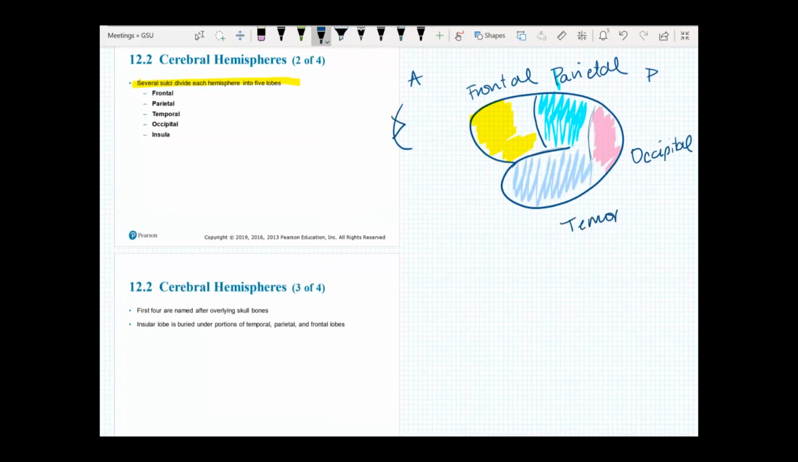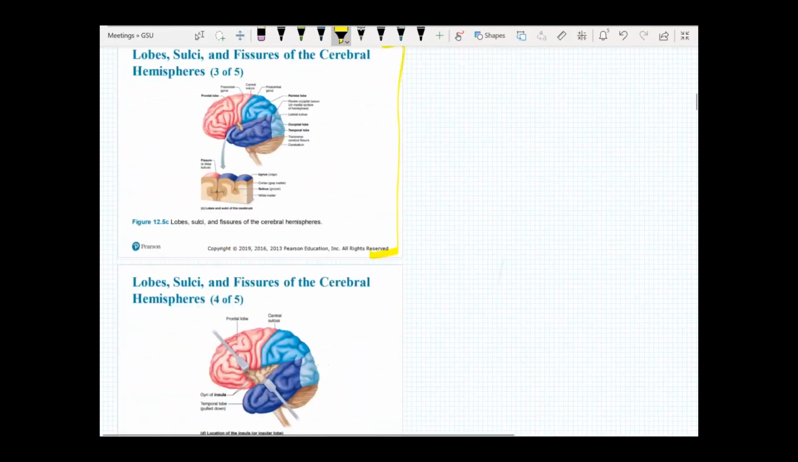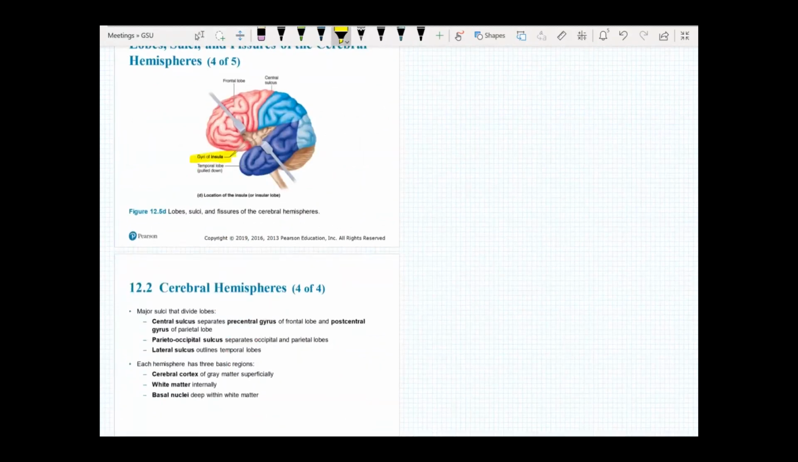Again, these look very similar to the bones of the skull. If you were to pull apart this section right here, underneath you would have a lobe called the insula. That's if you essentially just take this temporal section and pull it away. It is found underneath there. So these are the 5 major divisions of the hemisphere, and you do need to know them, and they're named for the skull. Here's another perspective to see those. And again, here is the insula when you pull it away.